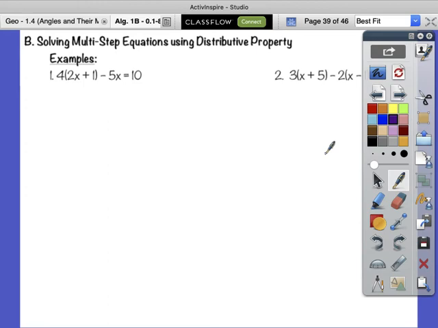Alright, we're gonna talk about this one up here. Yep. We're gonna use Emily's choice of purple, okay? 4 times the quantity of 2x plus 1 minus 5x equals 10. I didn't tell you guys how to start, but everyone I saw started correctly, so good work here, okay? Give you guys a slap on the back. Did I tell you about slaps on the back?